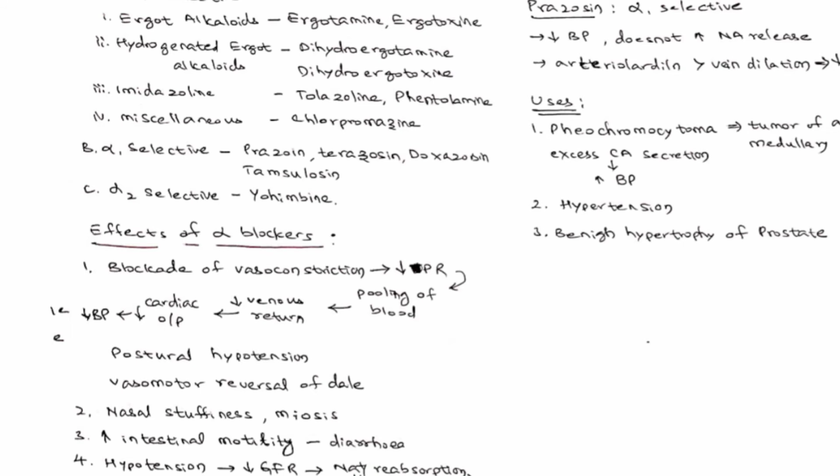Due to hypotension, blood perfusion towards the kidneys is reduced, leading to a decrease in glomerular filtration rate. Due to the decrease in GFR, sodium reabsorption is complete. Sodium is reabsorbed completely, and along with it, water is reabsorbed, leading to an increase in blood volume. As the blood volume increases, the blood pressure is compensatorily increased.